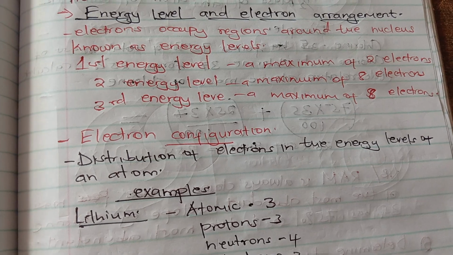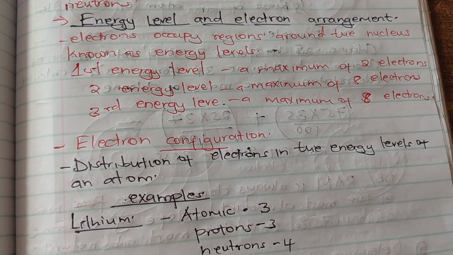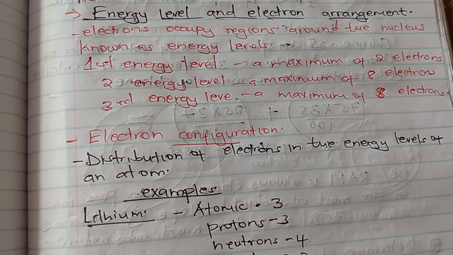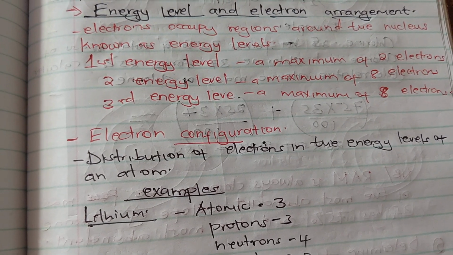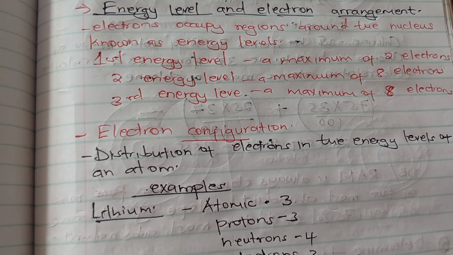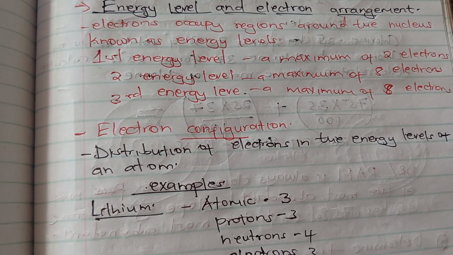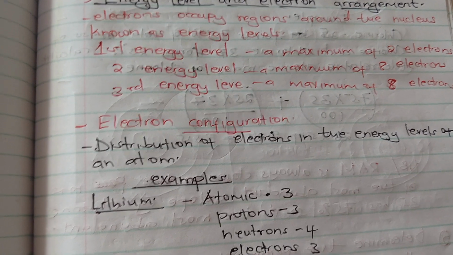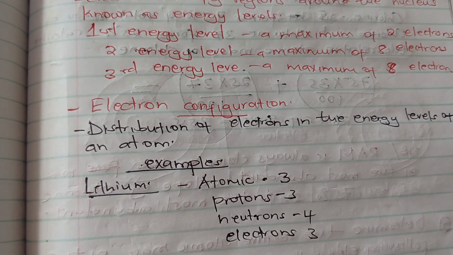The next thing is energy levels and electron arrangement. As I discussed earlier in the structure of the atom, electrons occupy a certain space that is called an energy level. There are as many as 4 energy levels. Because we are discussing the first 20 elements, the first energy level holds a maximum of 2 electrons, so it's either 1 or 2, maximum of 2. The second energy level holds a maximum of 8 electrons. The third energy level holds a maximum of 8 electrons.